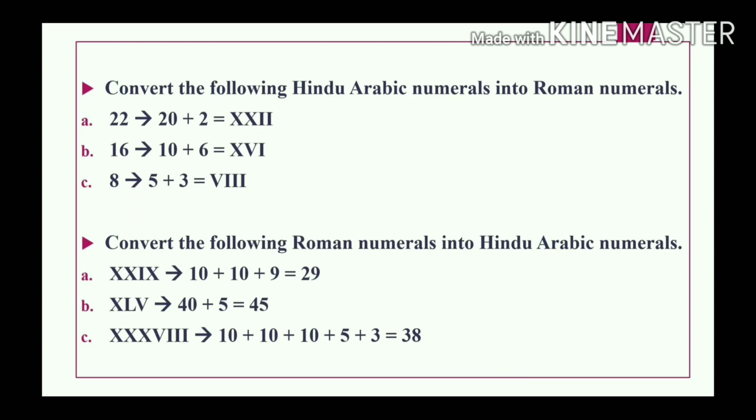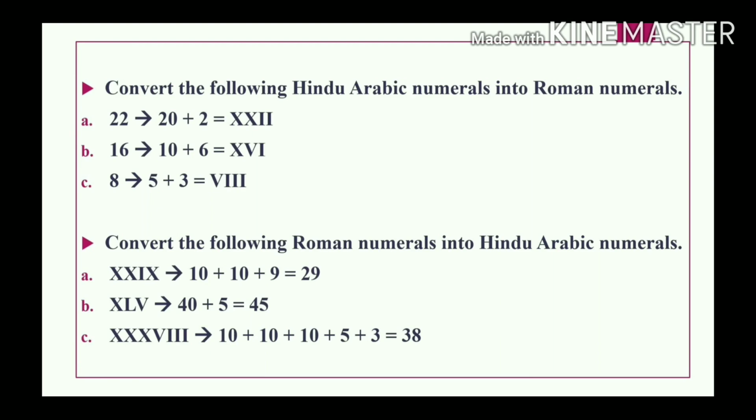Hope you understood this. Now do the second conversion. Convert the following Roman numerals into Hindu Arabic numerals. The first example is XXIV. Here we can say X is equal to 10, so 10 plus 10, and IV is equal to 4. So the total sum is 24, which means XXIV is equal to 24. Now the second example, XLV.